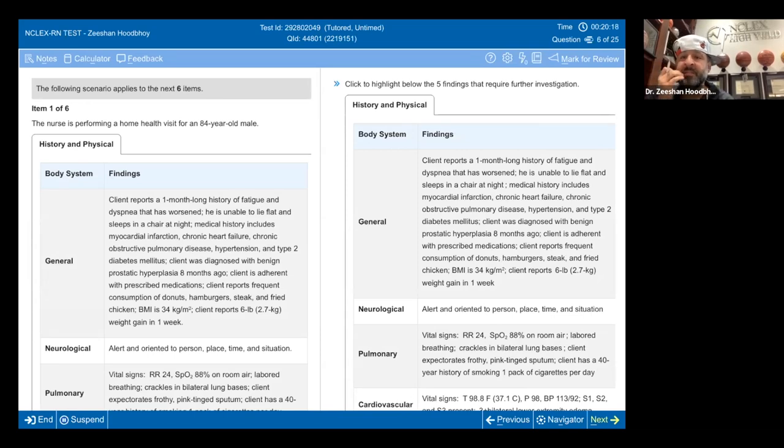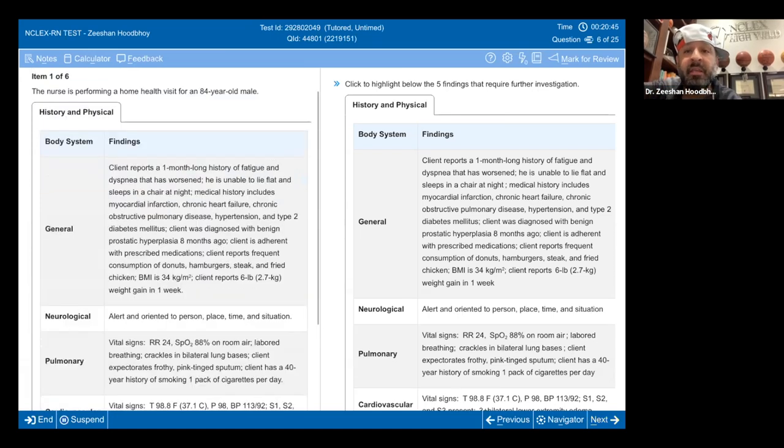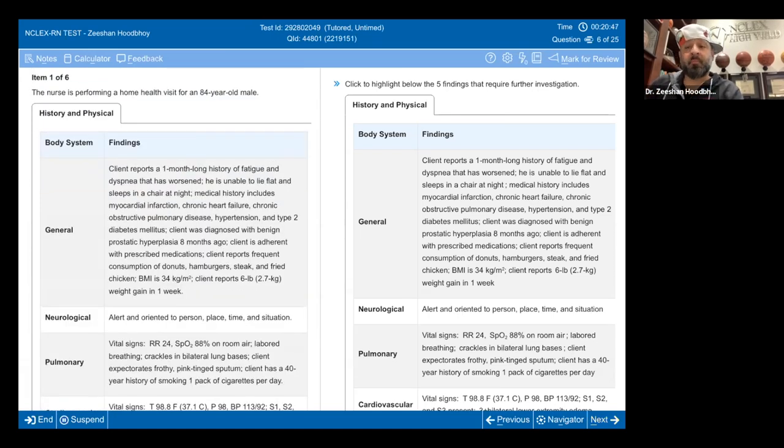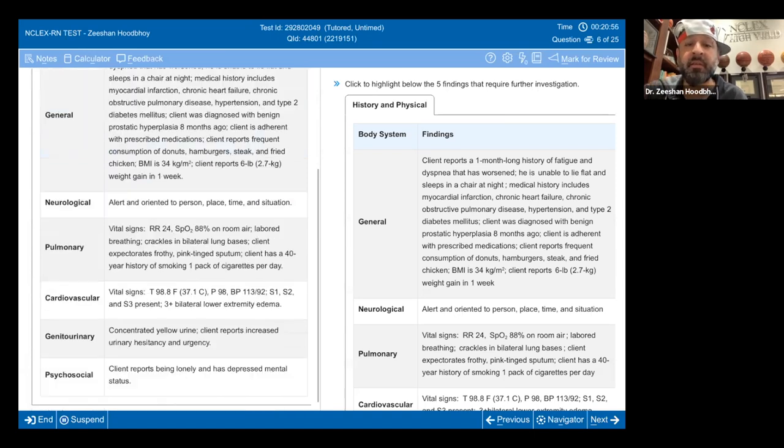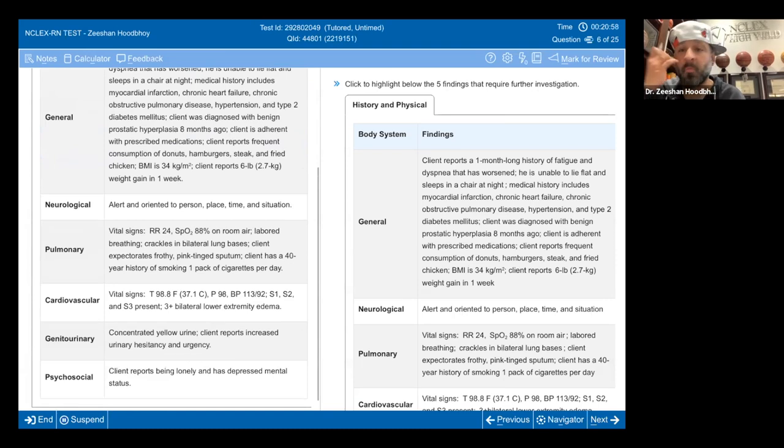All right. This is one of those where it's the next six items. Again, everything is going to apply. This is where I told you that reading is going to be very, very important. Okay. So now we've got an 84-year-old male. And look at this. This is exactly what you're going to see.